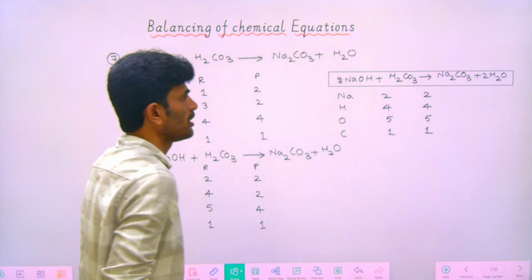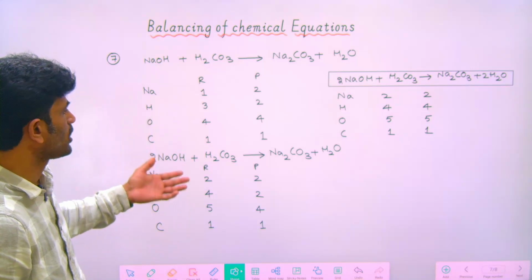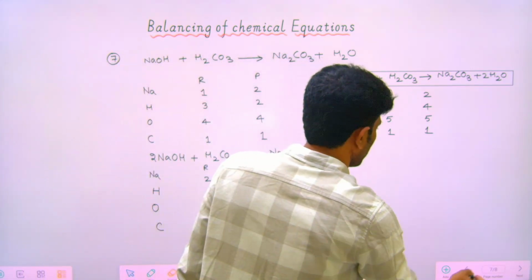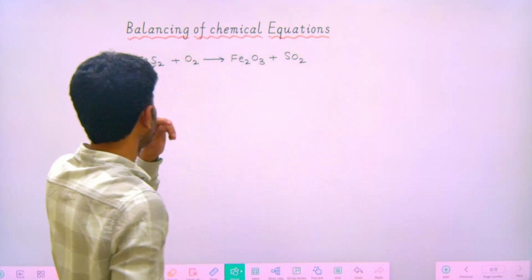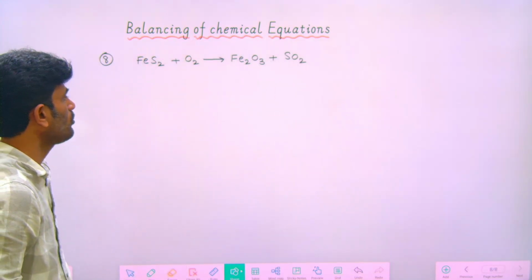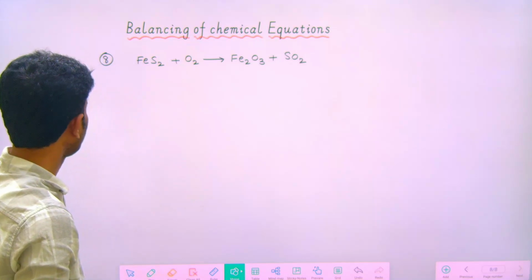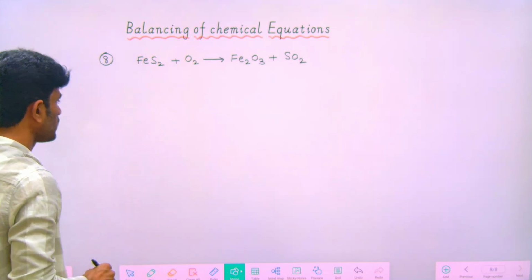So that is the balanced equation. Every time you have to check one atom after another atom and balance it. You will get it at last. This is the final example I am going to explain to you. By this I hope you got how to balance chemical equations.